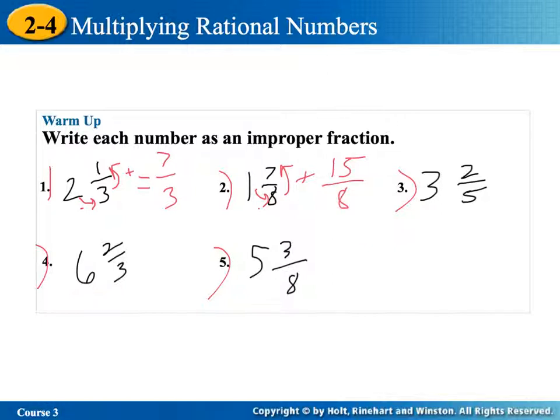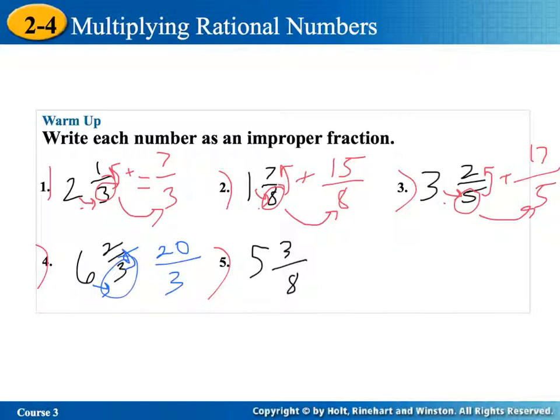Next one, number 3. 3 times 5 is 15, plus 2 is 17, and it's going to be 17/5. Denominators stay the same. Next, 6 2/3, multiply going down, add coming up, and you get 20/3. Denominators stay the same. Next one, again, multiply going down, add coming up. 5 times 8 is 40, plus 3 is 43, all over 8. Okay, say it with me now. Denominators stay the same. Awesome.